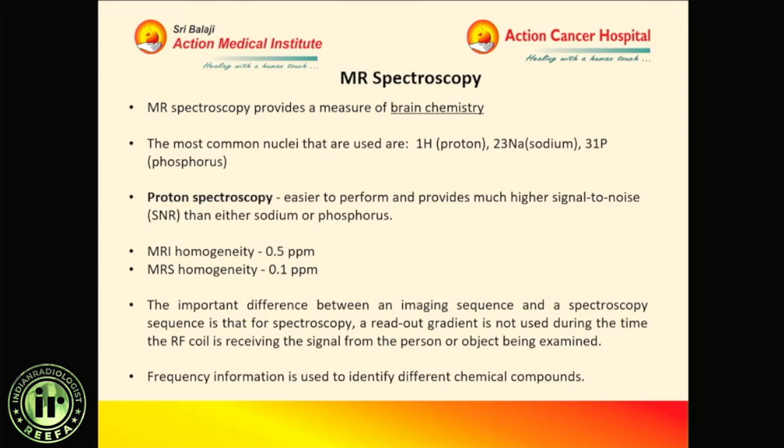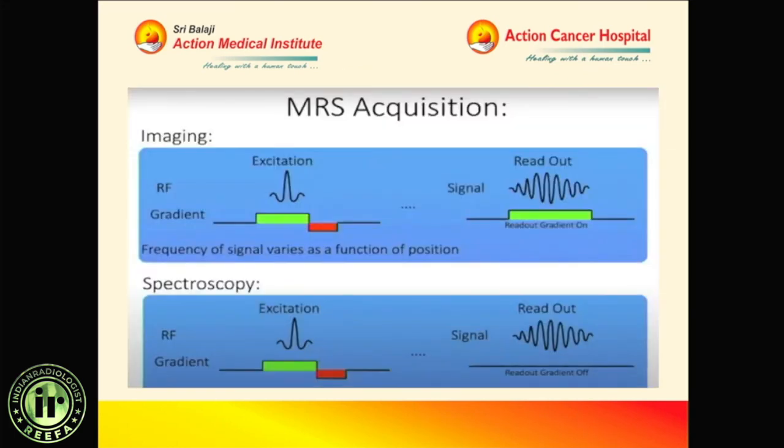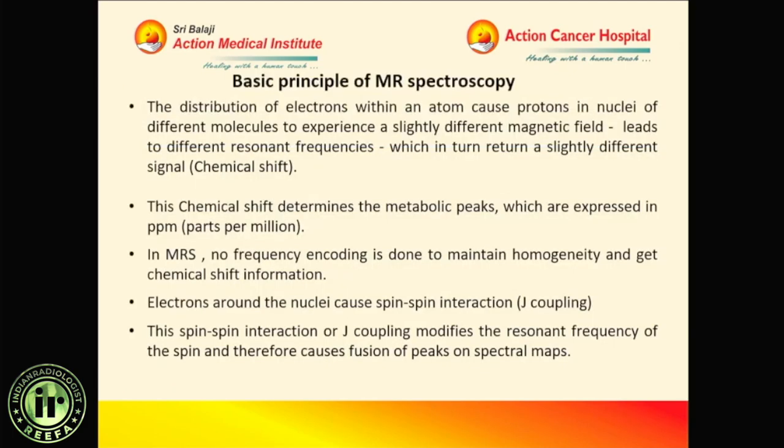The important difference between an imaging sequence and a spectroscopy sequence is that for spectroscopy, a readout gradient is not used during the time the RF coil is receiving the signal from the person or object being examined. So as we can see here, whenever the person is put in RF gradient, there is excitation, and in imaging there is a readout gradient that is switched on. But in spectroscopy, the readout gradient is switched off.